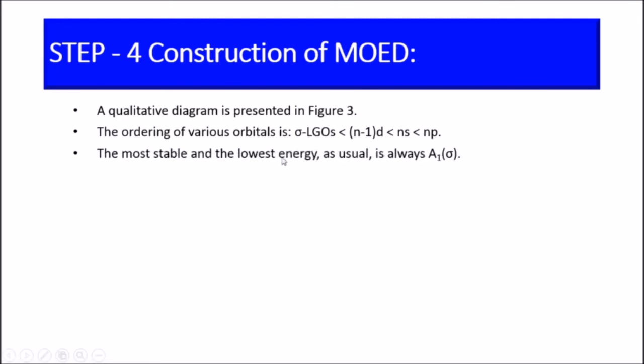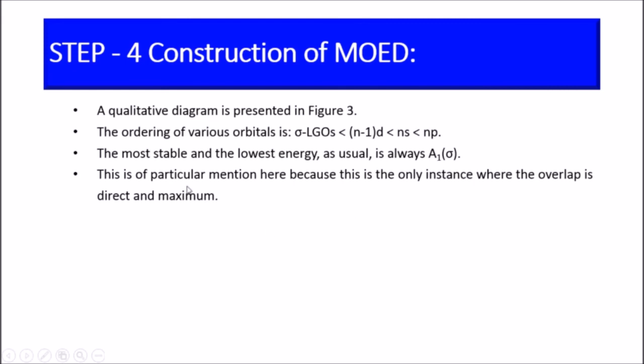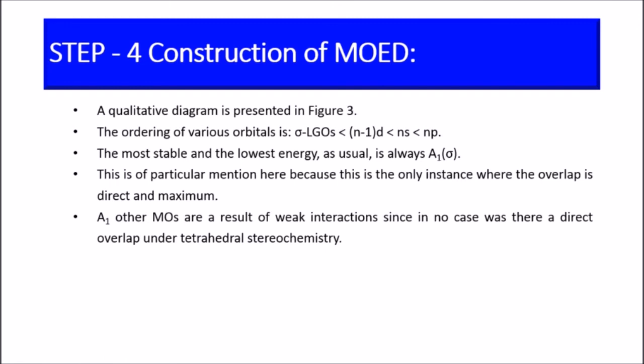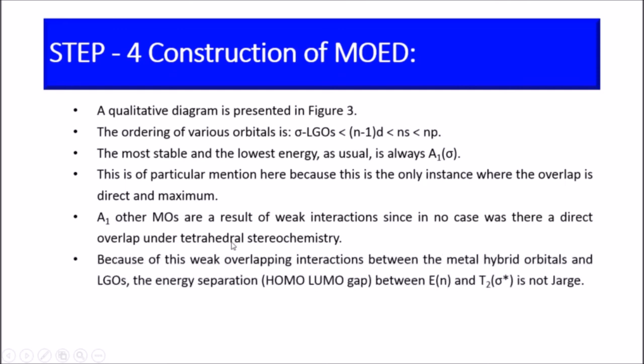The most stable and lowest energy as usual is A1 symmetry, that is sigma A1 symmetry. This is particularly mentioned here because this is the only instance where the overlap is direct and maximum overlapping is going to be obtained. Other molecular orbitals are the result of a weak interaction. A1 is a comparatively strong interaction since no other case had a direct overlap under tetrahedral stereochemistry.